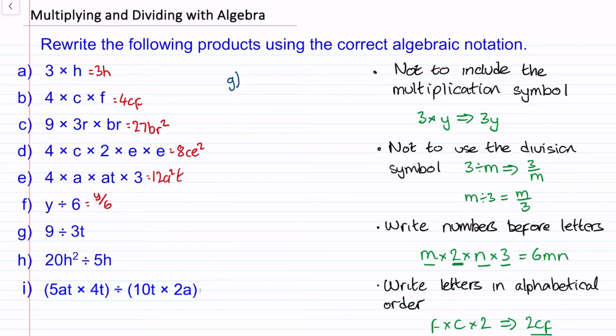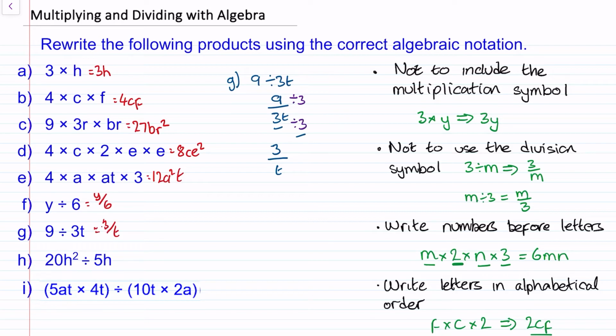And for question G, we have 9 divided by 3t. So we'll write the 9 on our numerator, the 3t on our denominator. And now we can simplify this fraction. We'll divide the numerator and denominator by 3. So now we have 9 divided by 3 on our numerator, so 3, and 3t divided by 3 is t, so we have 3 over t.